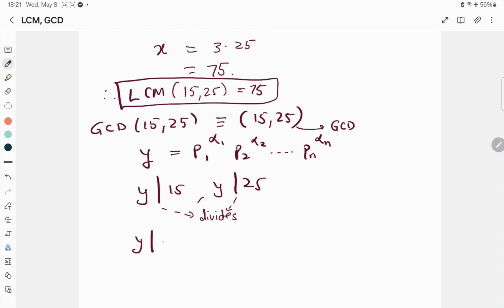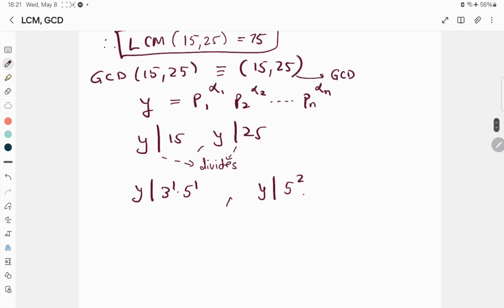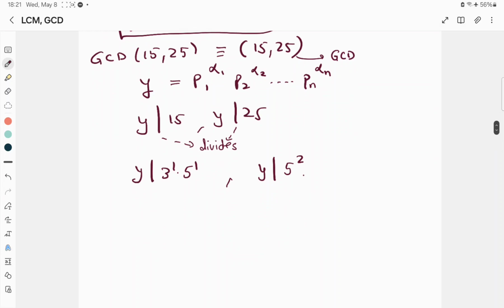So y divides 15 and y divides 25. So what do I know? y divides 3 to the power 1 times 5 to the power 1, and y divides 5 to the power 2. And I want the largest number that has these properties. Because it has to divide 5 squared, which is 25, and it also has to divide 3 to the power 1 times 5 to the power 1, I have to take the smallest possible exponent of each prime. That's the only way I can satisfy this.